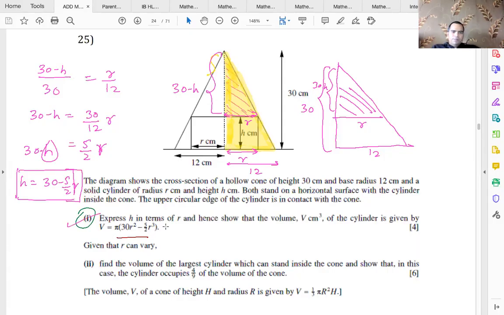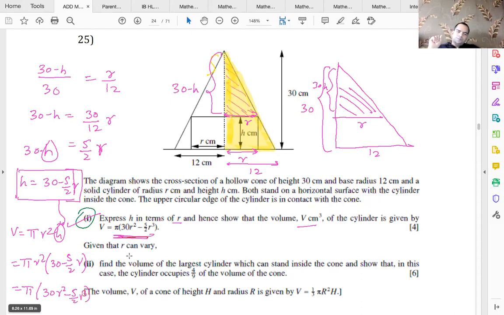The next part is that we have to express the height in terms of the radius, and hence show that the volume V of the cylinder is given by this. Volume is pi r squared h for the cylinder, because the radius is r and height is h. Since we got the height in terms of radius, it's pi times r squared times (30 minus 5 over 2 r). If you bring in the r squared inside, it'll be pi times (30r squared minus 5 by 2 r cubed). So that's what we wanted to prove.